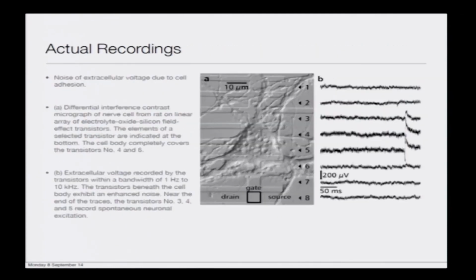Okay. Now, coming to the actual recordings, this is how the actual recordings look. Here again you see the neuron sitting out there. This is in black and white, and all those 1, 2, 3, 4, 5, 6 up to 8 you see, those are the gates. Those are where the source and the drain, source and the drain, likewise.